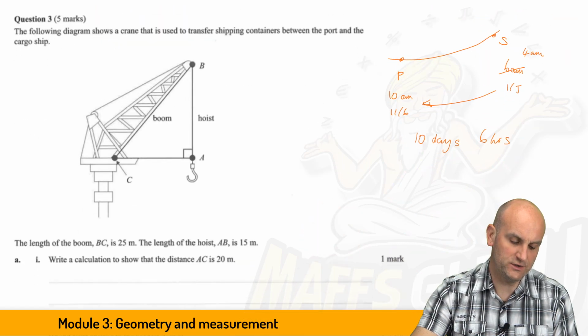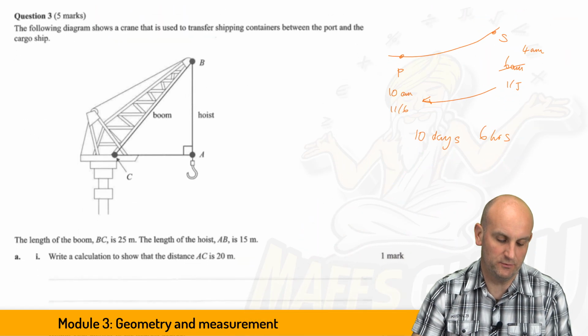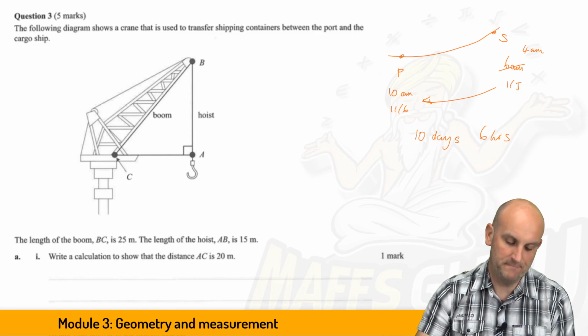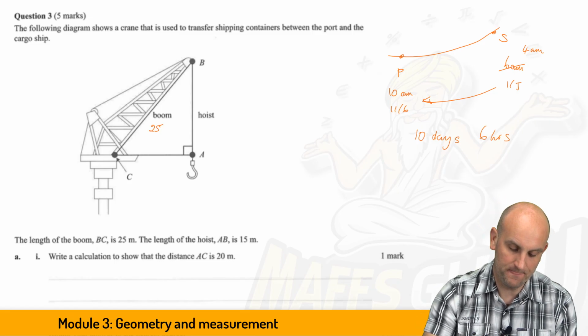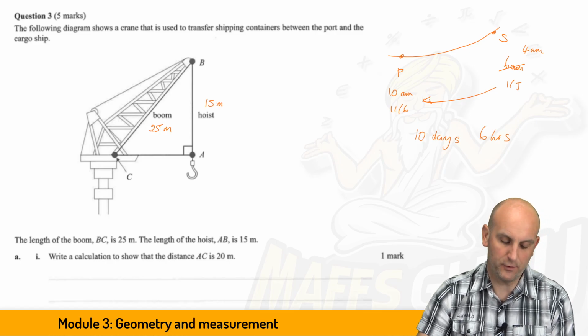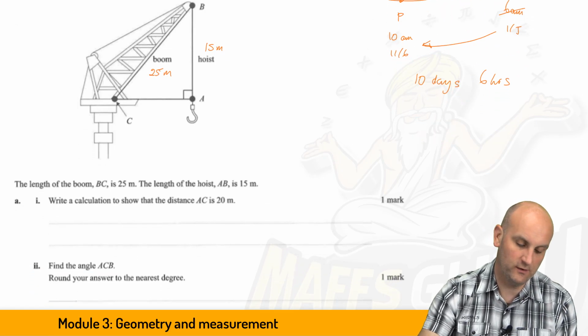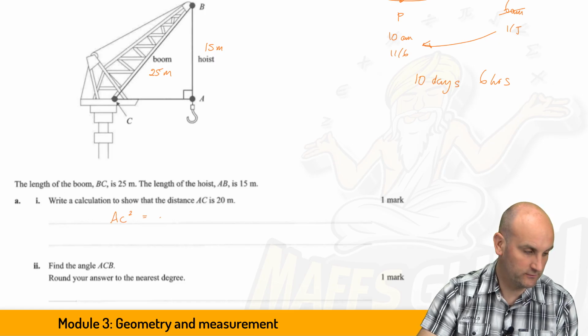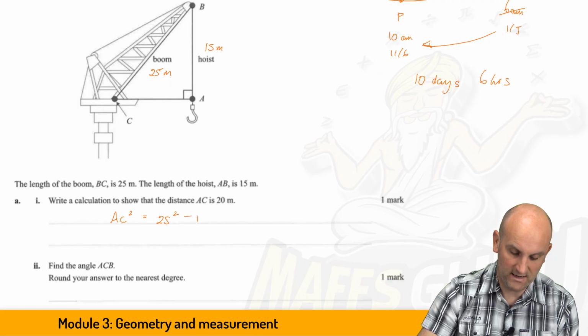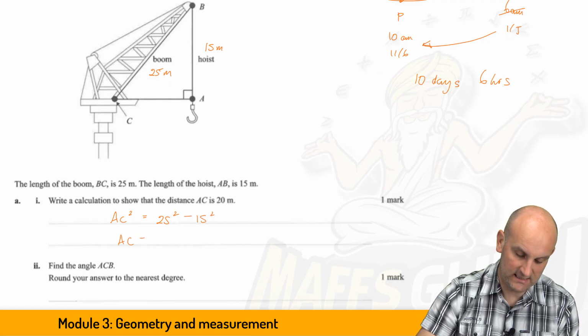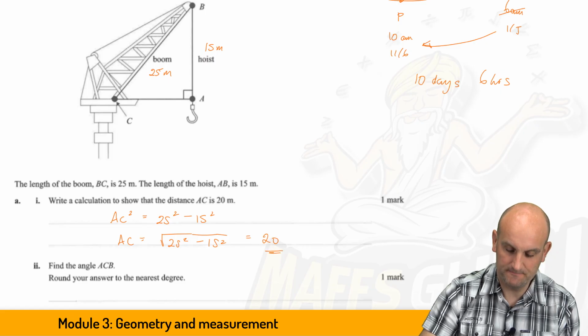The following diagram shows a crane that is used to transfer shipping containers between the port and the cargo ship. The length of the boom BC is 25 meters. Let's write that on. And the length of the hoist AB is 15 meters. Let's write that on. Write a calculation to show that the length AC is 20 meters. Well, basically we know that we can use Pythagoras' theorem here. So AC squared is equal to 25 squared minus 15 squared, or AC would be equal to the square root of 25 squared minus 15 squared, which is equal to 20.